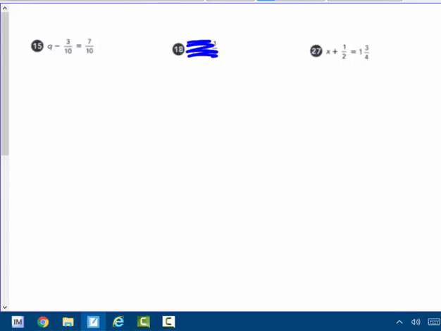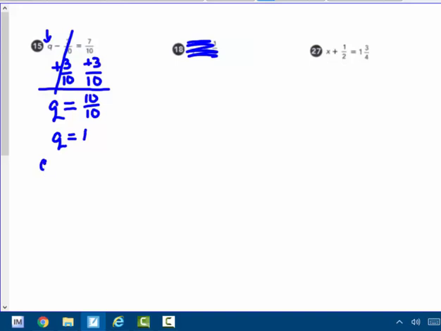Here's some rational addition and subtraction equations. Only addition and subtraction. Number 18 was a multiply, so I'm changing it. Number 15 here says Q take away 3/10 equals 7/10. So here's my variable, goal, inverse. The inverse of negative 3/10 is adding 3/10. So I'm going to add 3/10 to both sides. And these cancel each other. So I get Q equals 10/10. 10/10? Oh, that's 1. So Q equals 1.